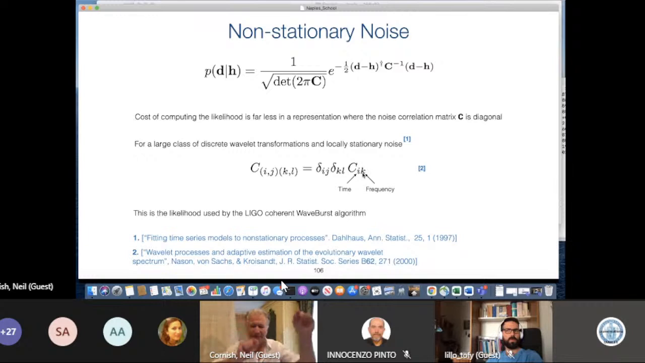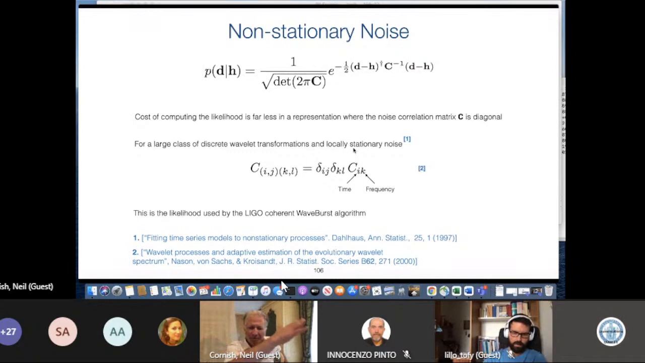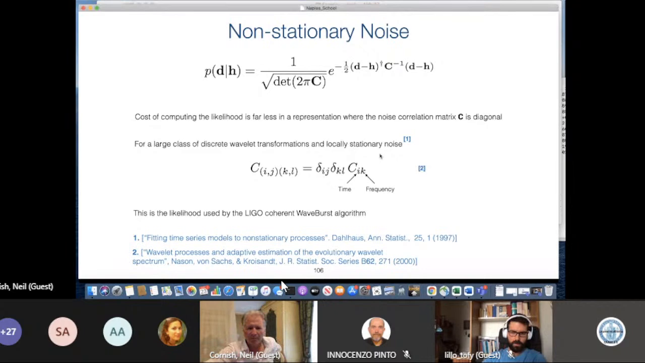So each pixel has a label in time and frequency. It turns out that if the noise is adiabatically varying, if the spectrum is adiabatically varying, it's known as an evolutionary spectrum or a dynamic spectrum. If it's varying slowly, then this noise correlation matrix is diagonal in the wavelet domain. So, again, it's very easy to invert a diagonal matrix, and it's much easier to do the analysis in the wavelet domain.